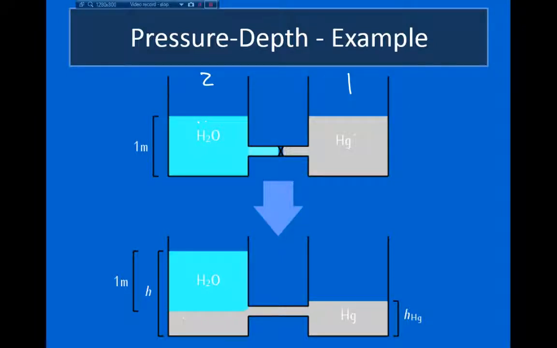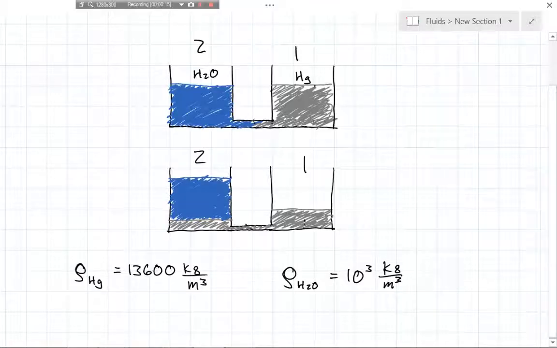So I've gone ahead and I've drawn another picture of this problem, and the basic idea behind this problem is that the pressure at the bottom of container 1 is going to be greater than the pressure at the bottom of container 2, because mercury is more dense than water. So because the pressure at the bottom of this container is greater than the pressure at the bottom of the container holding water, some of the mercury will flow into the container that's holding water. Okay, because there's a greater pressure over here on the right than there is on the left.